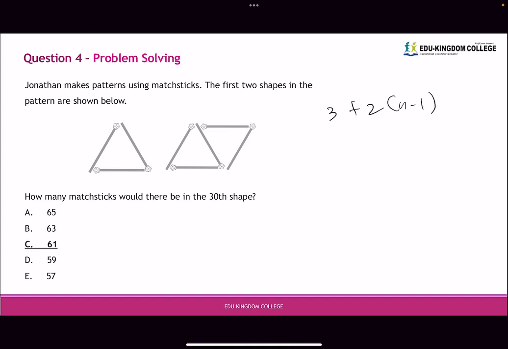So how many matchsticks would there be in the 30th shape? We'd have 3 plus 2 lots of 29, not 30, because in the first position, we're not adding 2 matchsticks onto this. So it'll be 3 plus 58, which should give me 61.